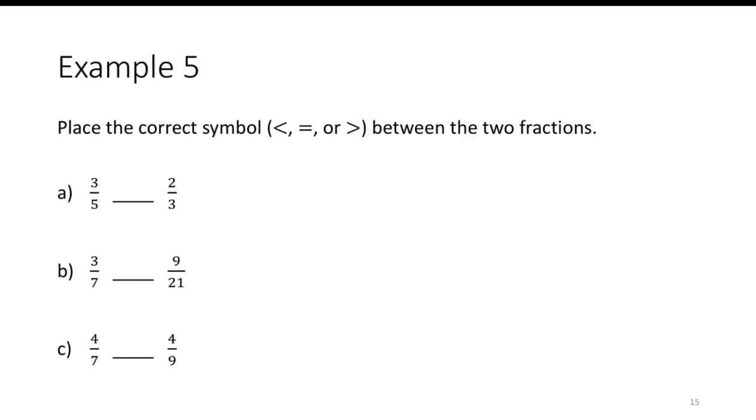So say I want to place the correct symbol, less than, equals, or greater than, between the two fractions 3/5 and 2/3. The least common multiple of 5 and 3 is going to be 15. So the idea here is we rewrite each of these fractions to have that denominator 15. For the fraction on the left, I would multiply the top and bottom by 3. The one on the right, I would multiply the top and bottom by 5. So I would have 3 times 3 is 9 fifteenths and 10 fifteenths. And you can see that it would be less than.